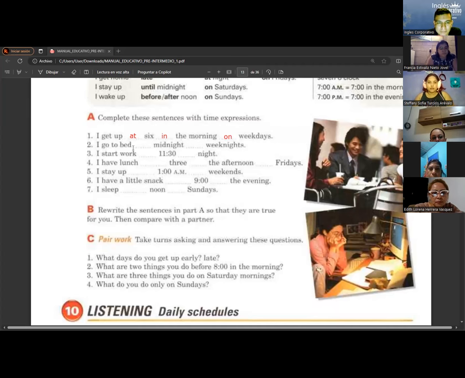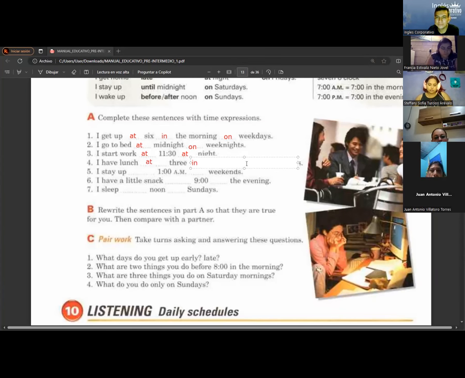I go to bed at midnight on weekends. At midnight. On weeknights. Very good. I start working at 11 at night. At 11:30. At night. Okay, I have lunch at 3 in the afternoon on Fridays. In the afternoon. On Fridays. Excellent. Muy bien. Excelente. Lo felicito.